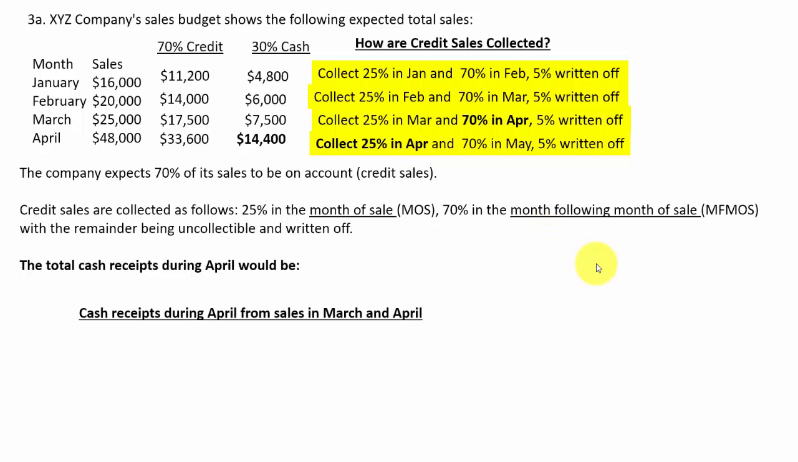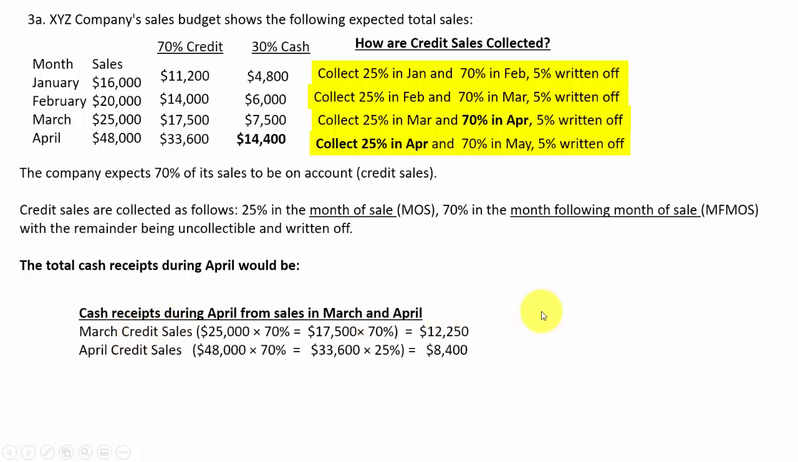First, March credit sales. We have total sales in March of $25,000. 70% of those are on credit, so that means $17,500 are the total credit sales. 70% of those will be collected in April, that's the month we're looking at. And so that's a total of $12,250 from March credit sales that will be collected in April.